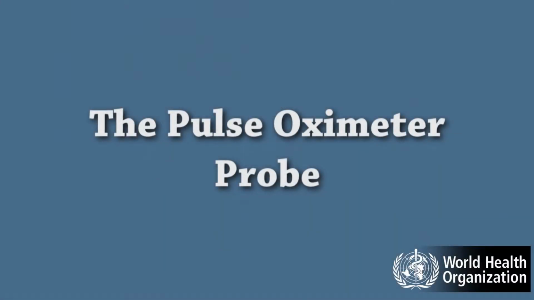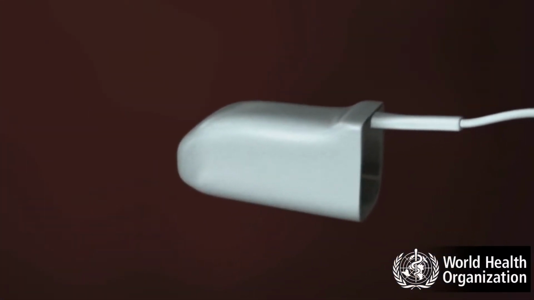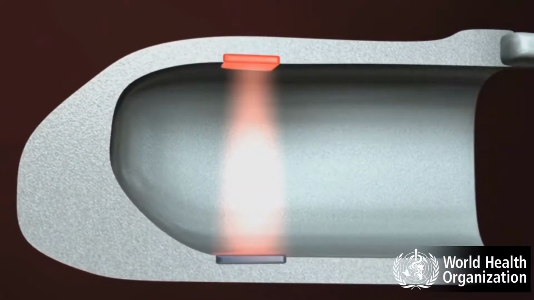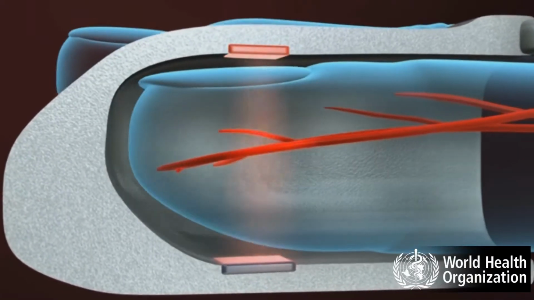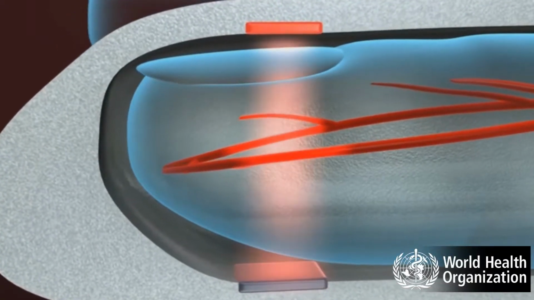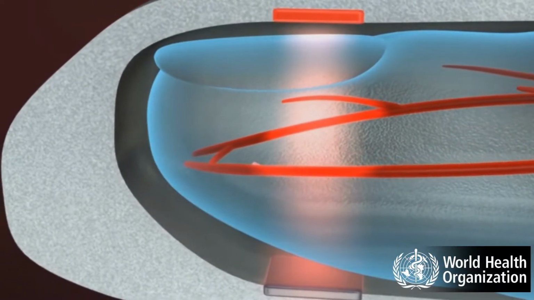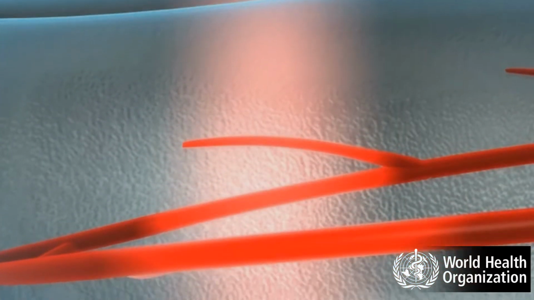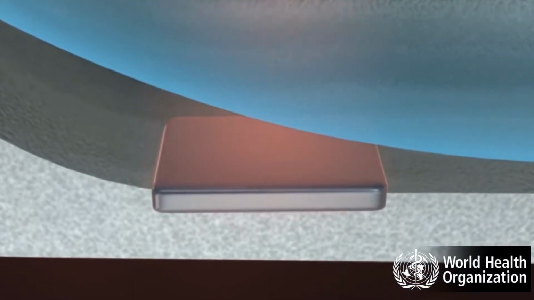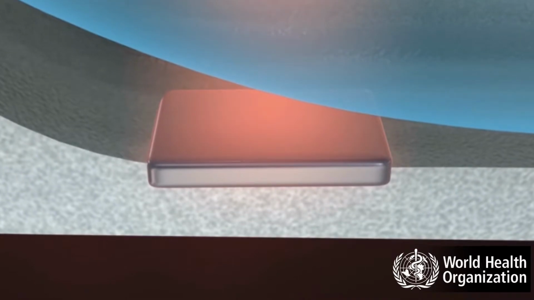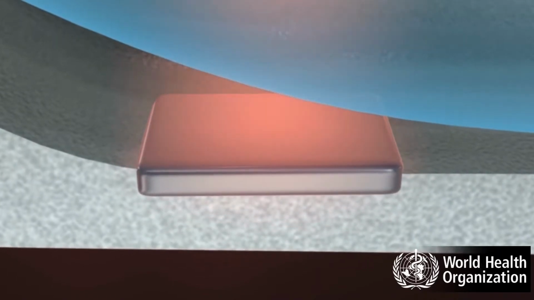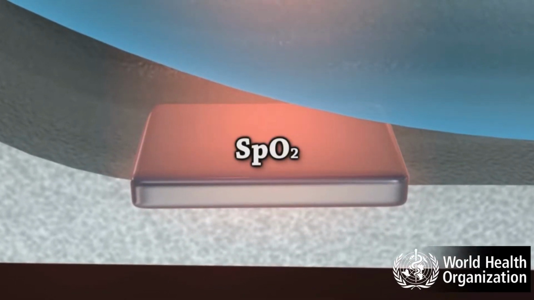The pulse oximeter probe. The oximeter probe consists of two parts, the light-emitting diodes and a light detector, called a photodetector. Beams of light shine through the tissues from one side of the probe to the other. This light is absorbed by both tissues and blood. The amount of light absorbed by the blood varies with the oxygen saturation of hemoglobin. The photodetector detects the light transmitted as the blood pulses through the tissues, and using this information, the microprocessor calculates a value for the oxygen saturation, known as SpO2.